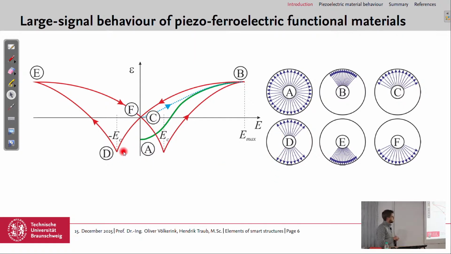And then we go up again to the point E when we increase the field again. Here we have a strong polarization again, but in the other direction compared to point B. And if we then decrease the field, we are coming to point F, which is the corresponding point to point C, but again with the other direction. And this is the large signal behavior, so between minus Emax and plus Emax.